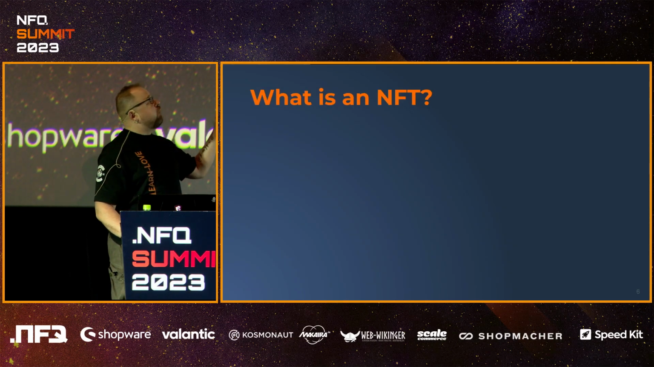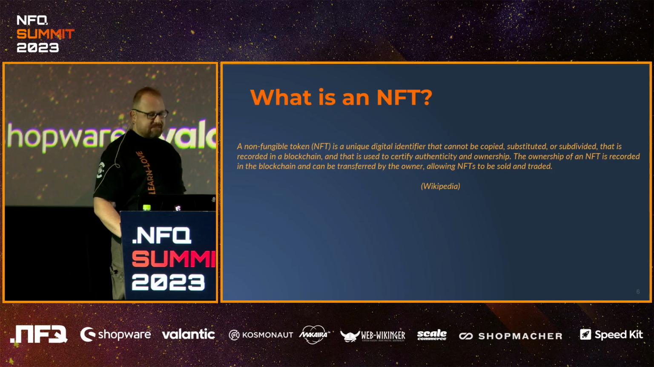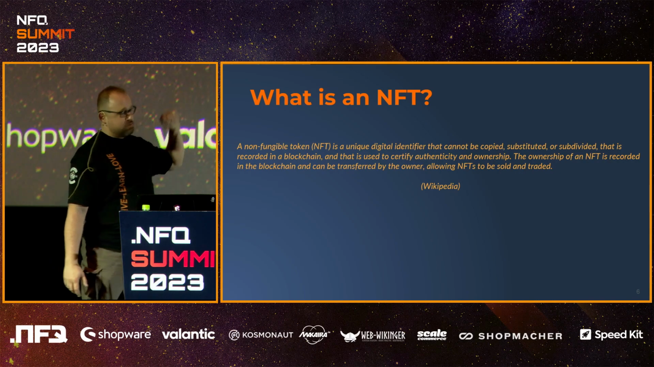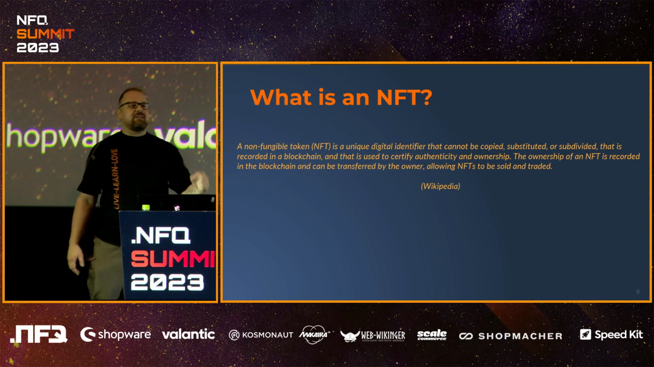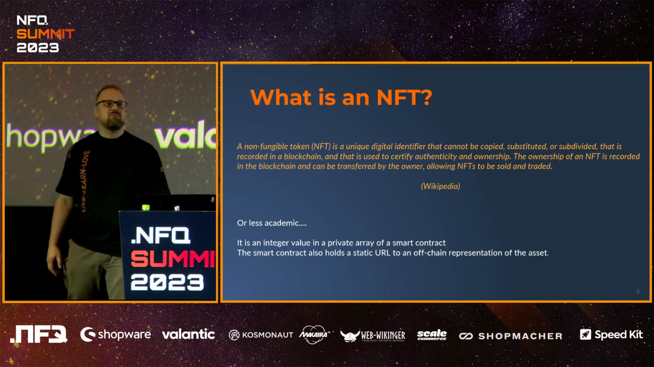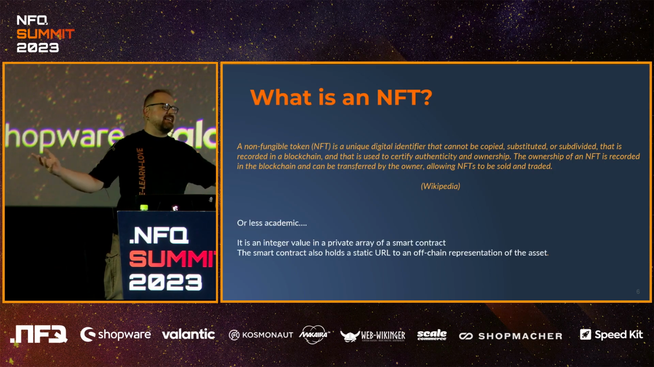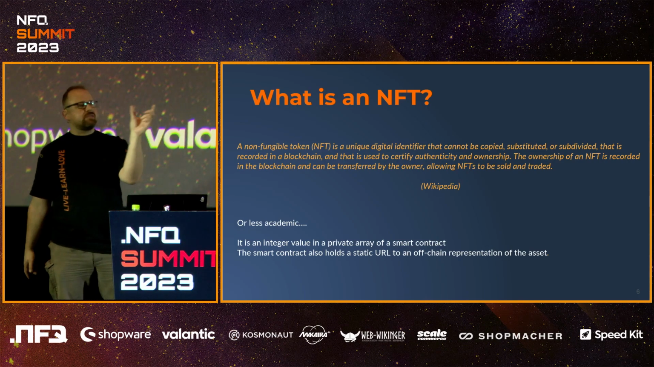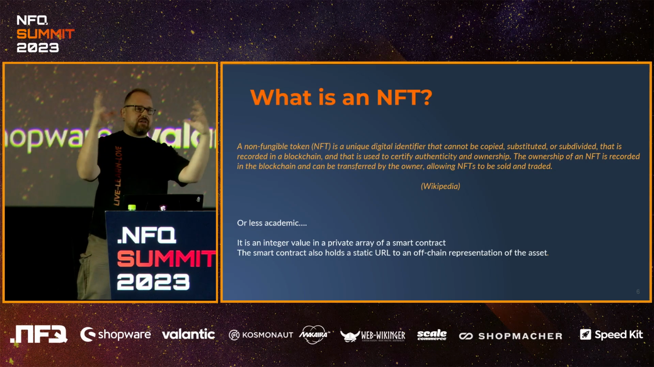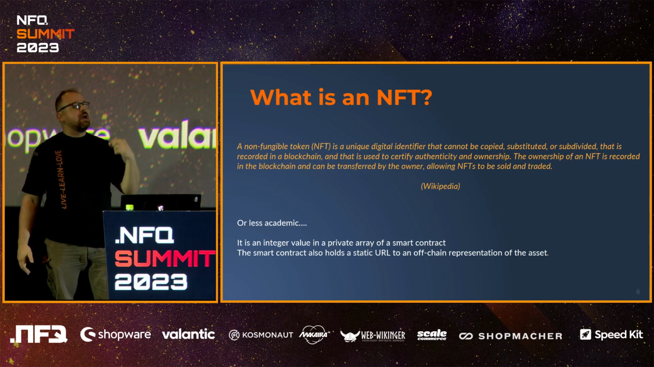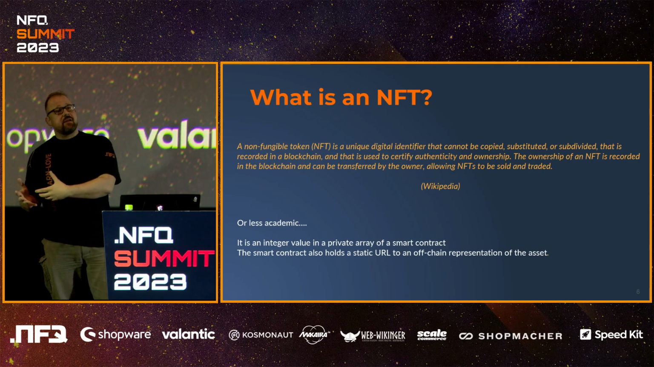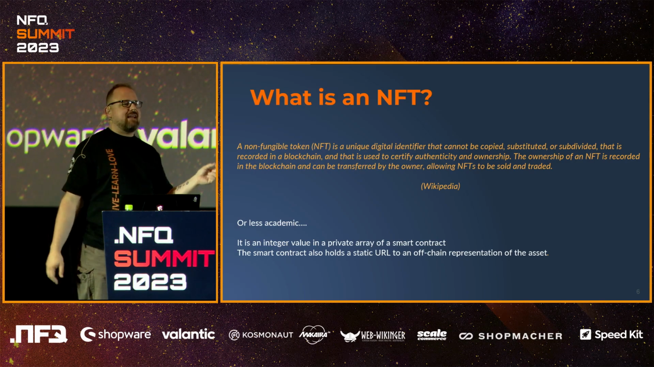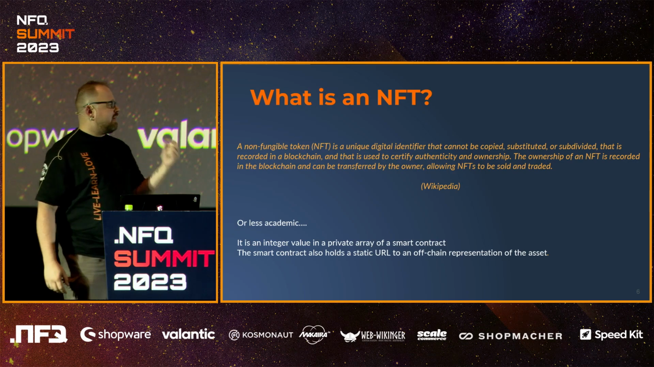So, what is an NFT? We are talking about that. This is a fancy Wikipedia description of what an NFT is. You can read that yourself. On the tech side, that's what an NFT is: an ID in a private array in a smart contract on the blockchain. It even holds a URL where to find the image and everything else, because it would be much too expensive to put that on a blockchain. So basically, it's an external URL, it's off-chain. So the magic behind NFTs is basically integers in an array.